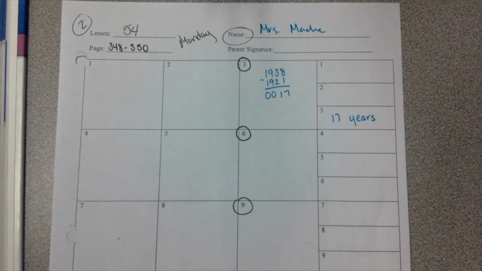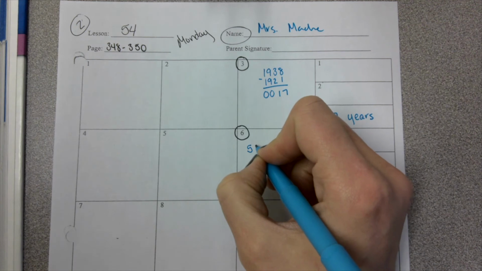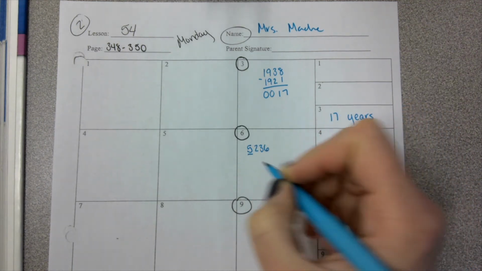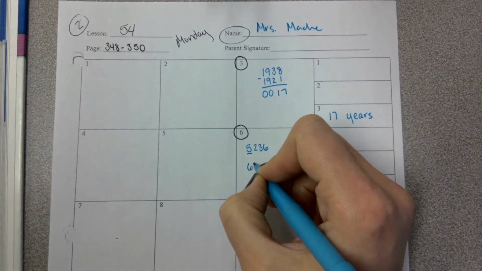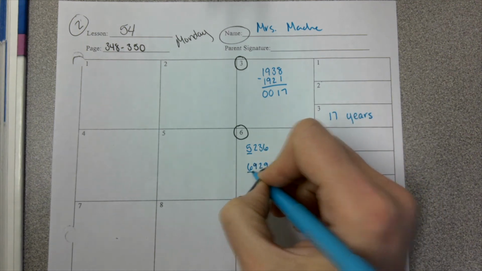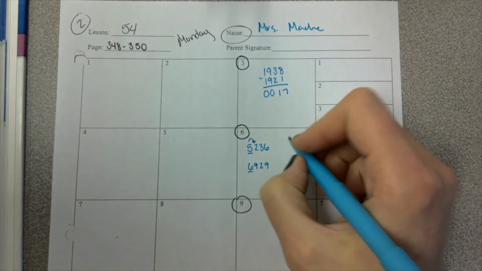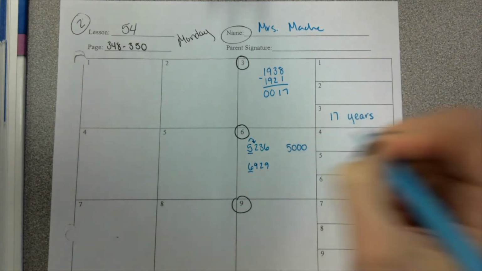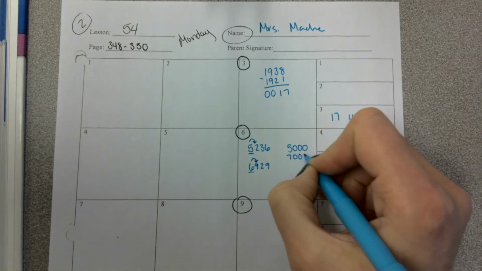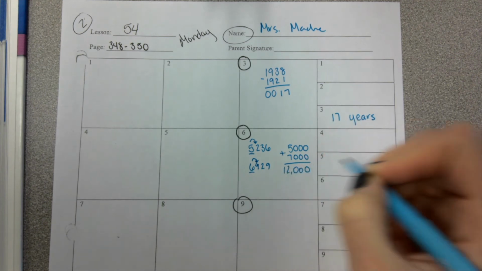Do number 6. Number 6 says round 5,236 to the nearest 1,000. Round 6,929 to the nearest 1,000. Then add the numbers. So 5 looks at the 2. The 2 says don't get no more. 6 looks at the 9. The 9 says go up 1 time, so we go up to 7,000. When we add those, we get 12,000.